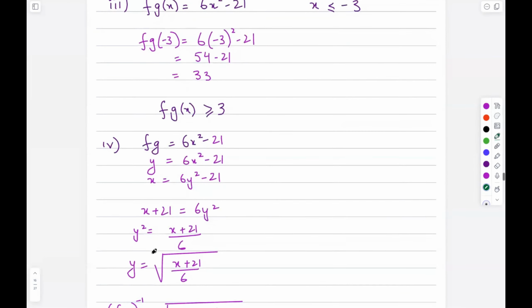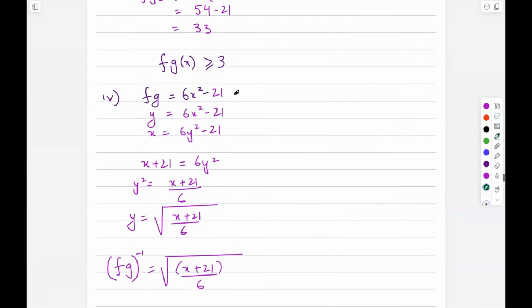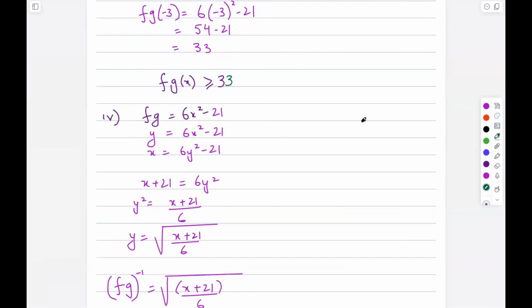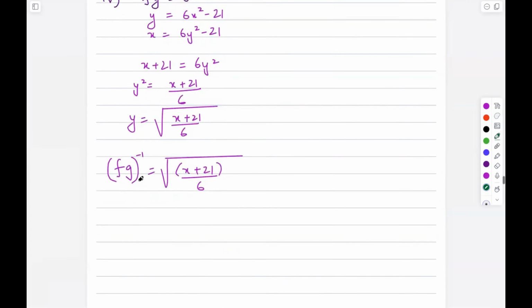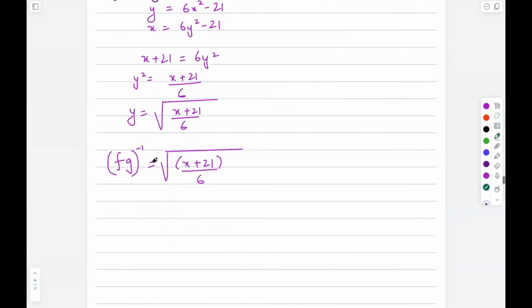Now it is also asking us in the question to state the domain of fg inverse. Now the domain of fg inverse will basically be the range of the fg function. Now the fg function was greater than or equal to, so this would have been a 33 up here, which means if the range for fg is greater than or equal to 33, it means that the domain for fg inverse function will be x is greater than or equal to 33.